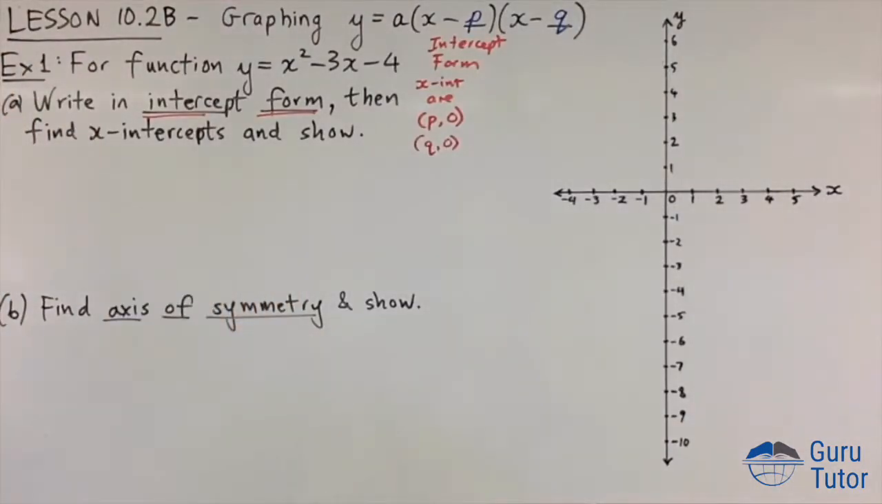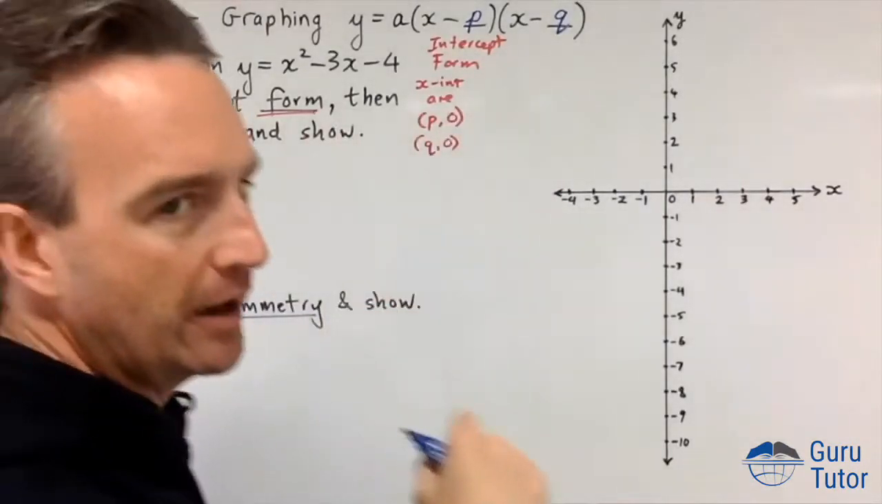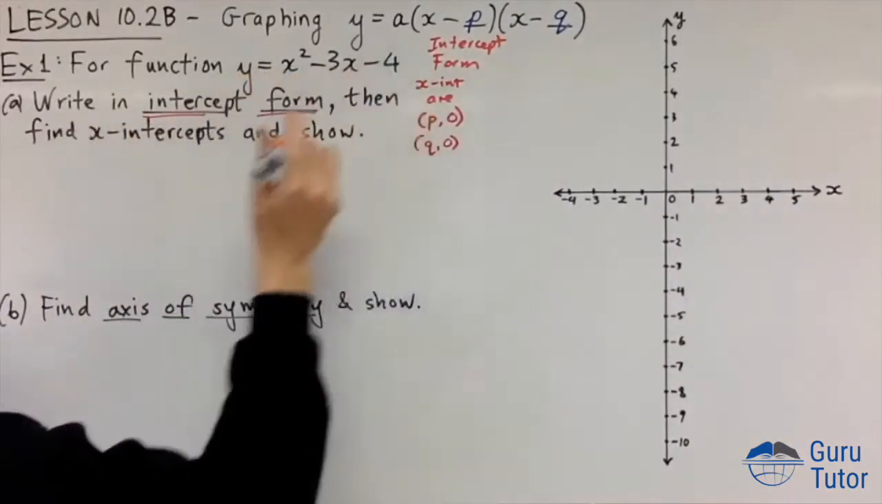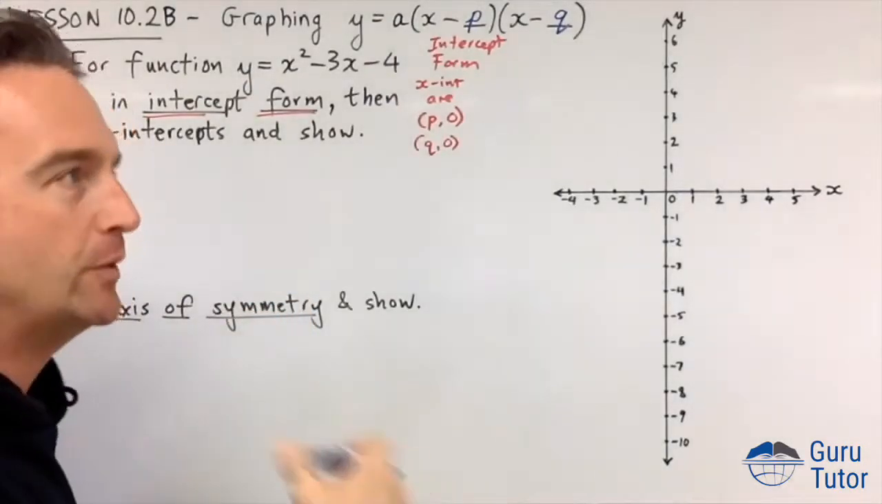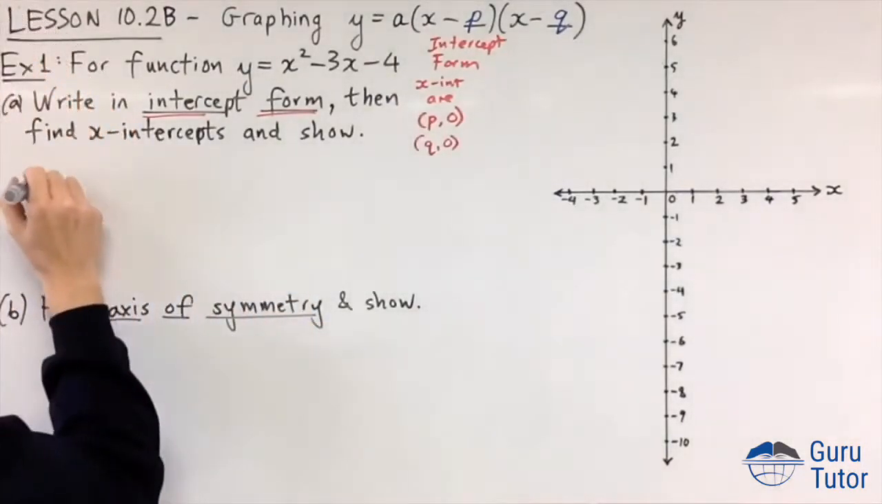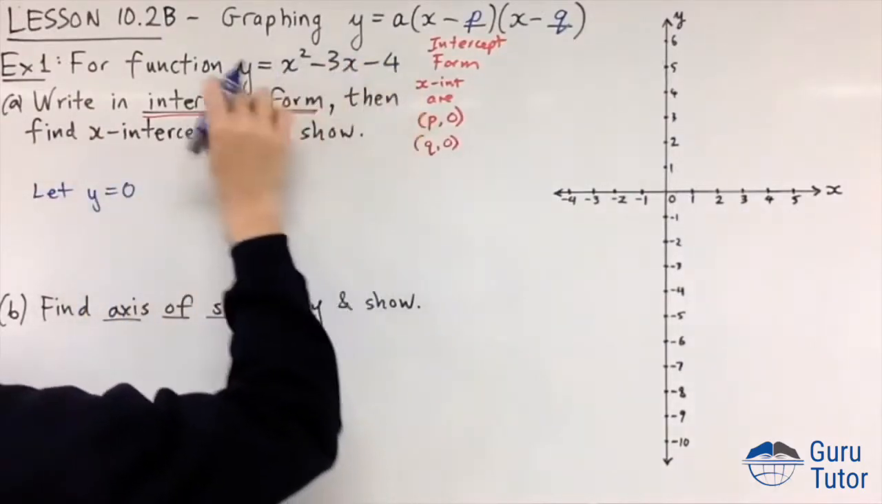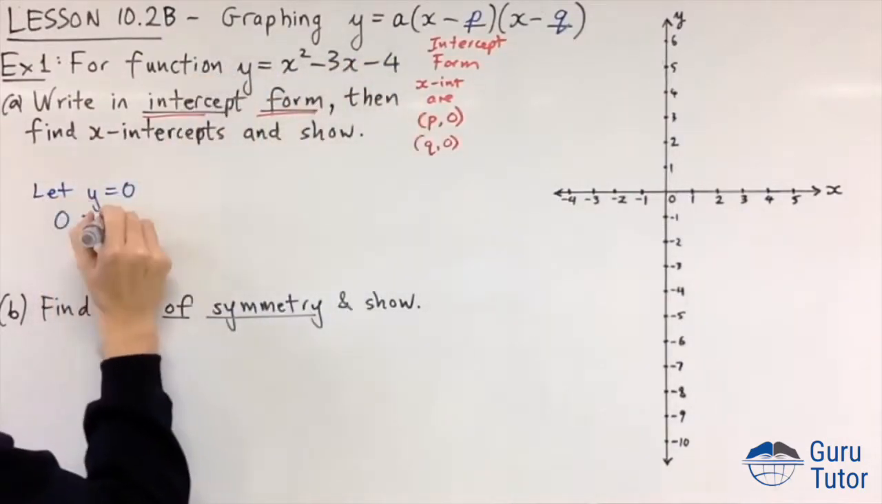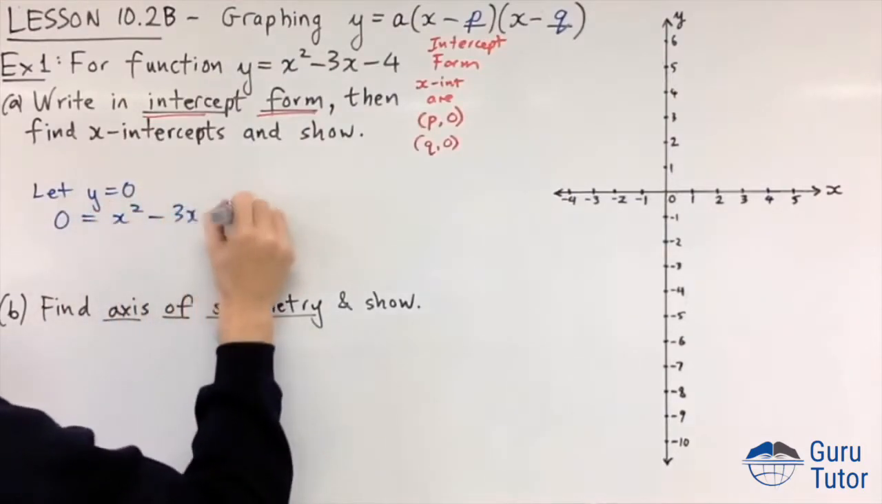Okay, so we're going to do it in this order. We're going to write this in intercept form, and then we're going to find the x-intercepts and show it on the graph. So we're going to have an equation here. If we're going to find the x-intercepts, what do we normally do? We let y equal 0. Just bear with me. And then I get this equation with y equals 0: 0 equals x squared minus 3x minus 4.